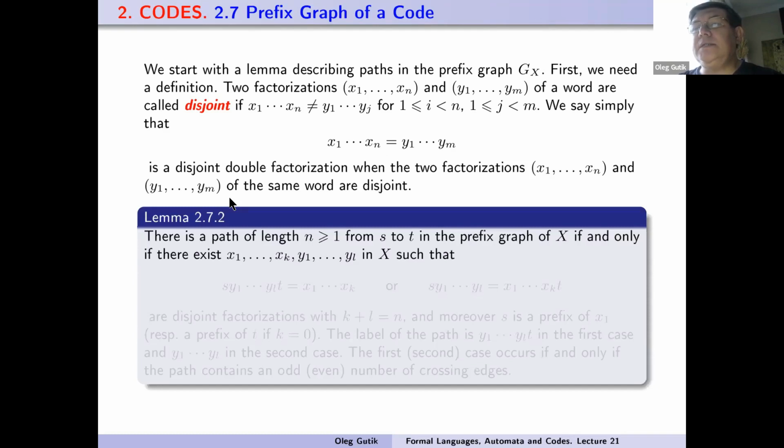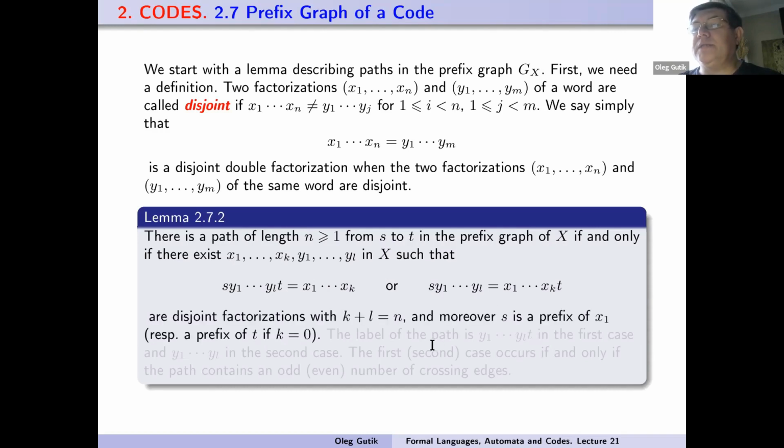Lemma. There exists a path of length n greater or equal to 1 from s to t in the prefix graph of X if and only if there exist x1...xk, y1...yl in X such that either the word s y1...yl t is equal to the word x1...xk, or the word s y1...yl is equal to the word x1...xk t, are disjoint factorizations with k plus l equal to n, and moreover s is a prefix of the word x1, respectively a prefix of the word t if k is equal to 0.